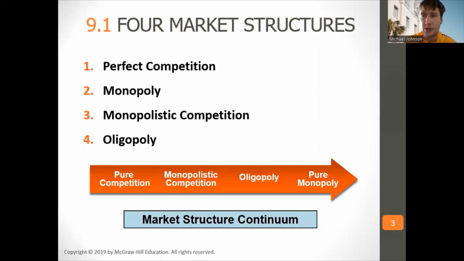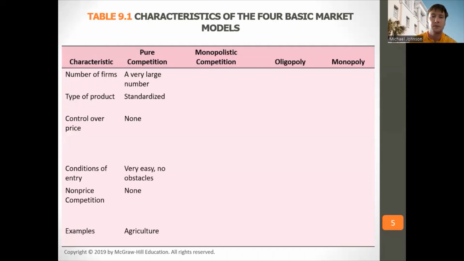So perfect competition, monopoly, monopolistic competition, and oligopoly are all the market structures. Pure competition has a lot of firms. The product is standardized, so it's not very unique. It's pretty easy to enter. There are no obstacles, and there's no non-price competition. An example is agriculture. Can you think of another example of pure competition in this case?